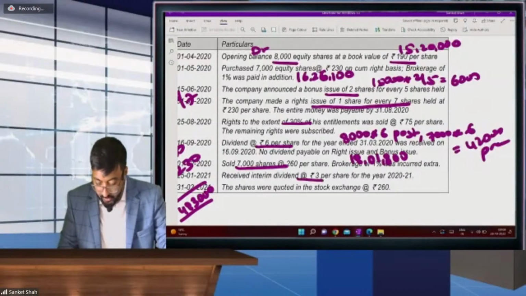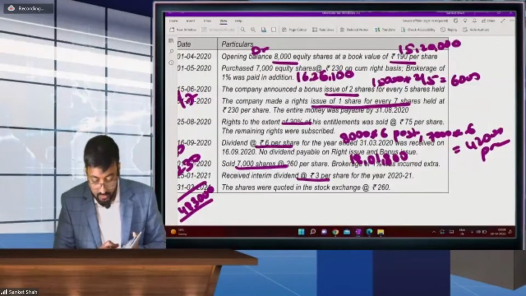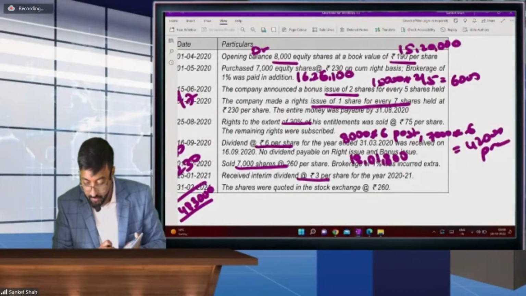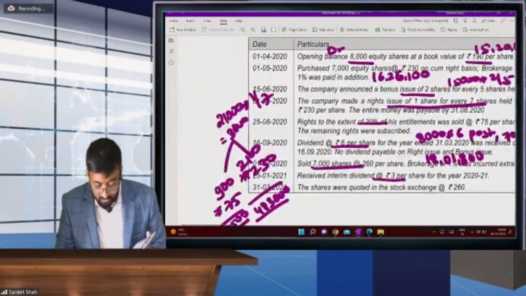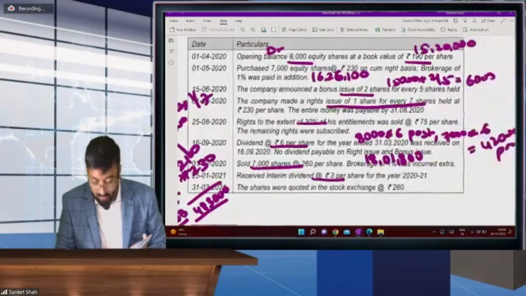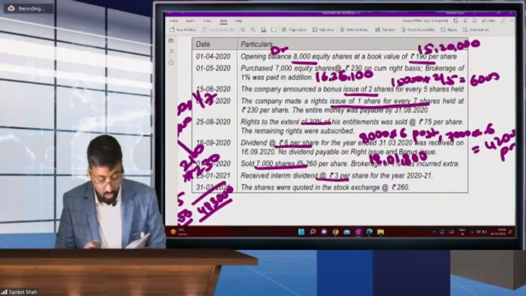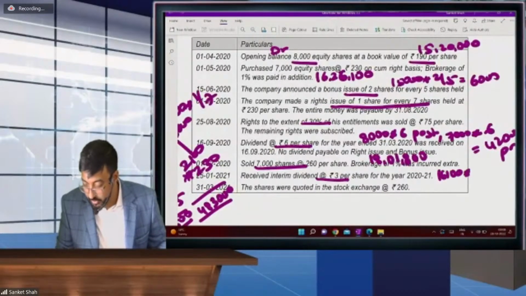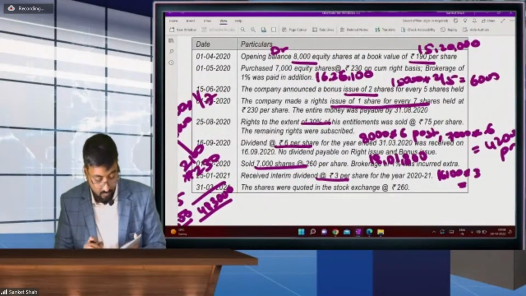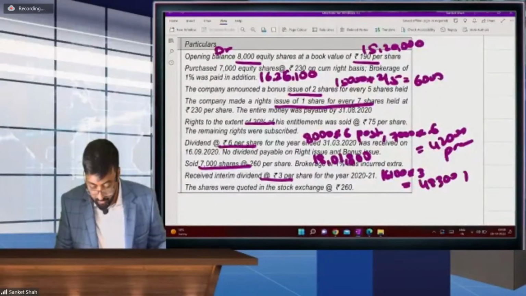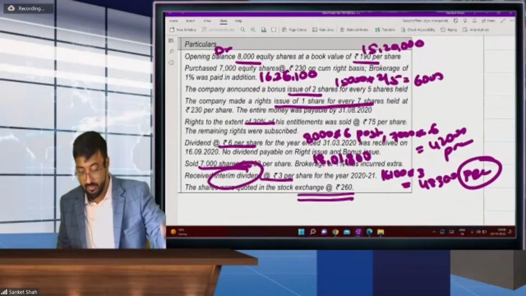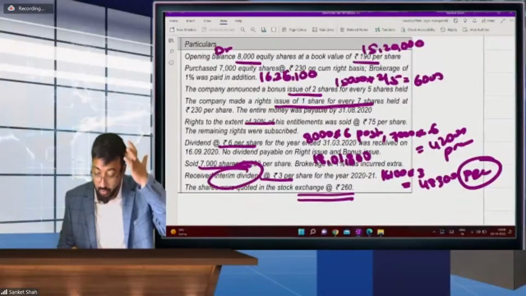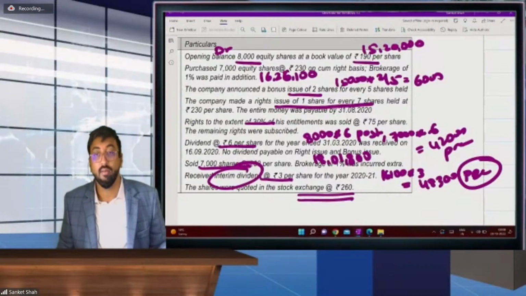Then interim dividend rupees 3 per share. Now see, you already have 8,000 shares plus 7,000, 15,000, plus you have 6,000 plus 2,100 minus you sold 7,000. So you are left with 16,100 shares into 3, 48,300. This is P&L. Interim dividend is always transferred to P&L, and this is a closing balance. Now I have each and every amount. I just have to put it in tabular format.